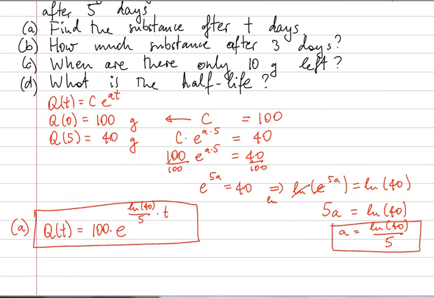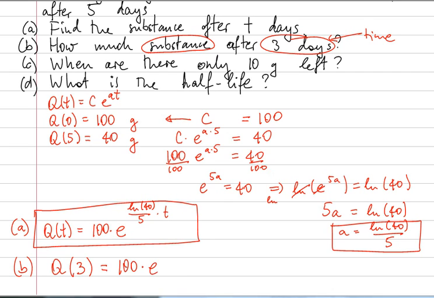Part B is asking how much substance after 3 days. So 3 days, that's time. So for part B, what I really want to know is the amount of substance, so Q after 3 days, for time equals 3. So I plug t equals 3 into my equation above that I found in part A, and that's going to give me my answer. Oops. ln of 40 over 100 over 5 times 3.